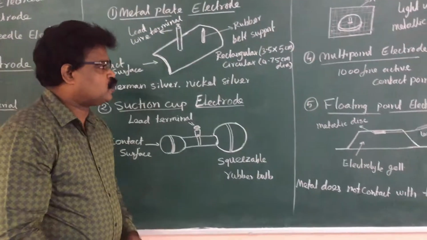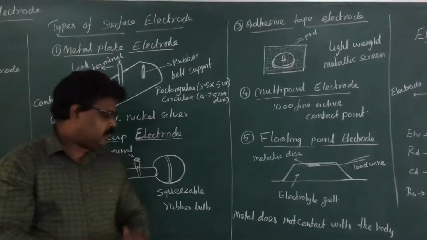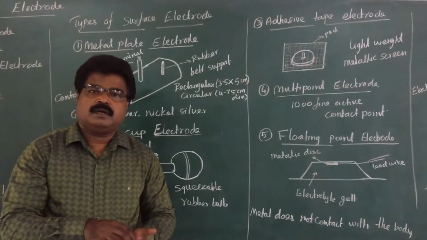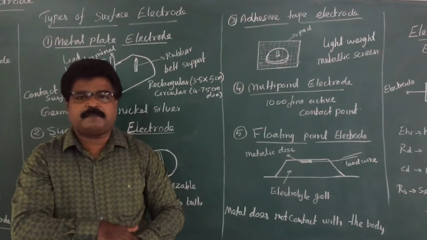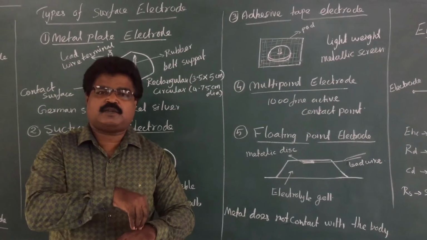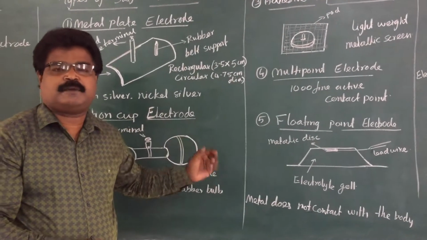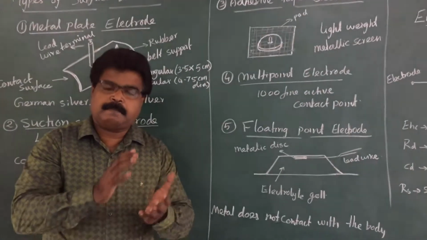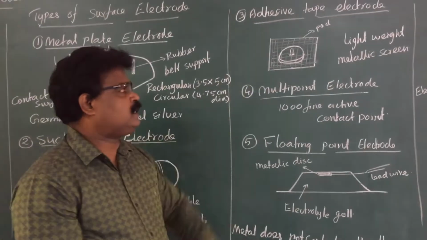Next one is the adhesive tape electrode. Here a lightweight metal screen is packed in a pad. In the case of the suction cup electrode or metal plate electrode, we are placing the electrode with the electrode paste. Over the skin, the electrode paste will be placed, and over that we are placing the electrode for better contact. Sometimes the electrode paste placed over the skin will squeeze out. There is a possibility of this in the metal plate electrode and suction cup electrode. So in the adhesive tape electrode, the metal screen is packed in a pad, where we can place that electrode paste. So that's the adhesive tape electrode.